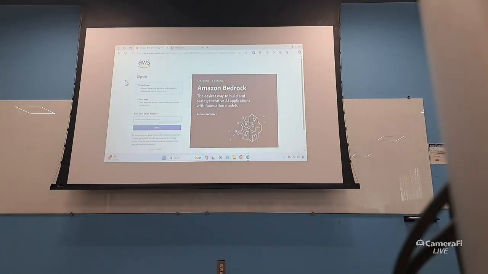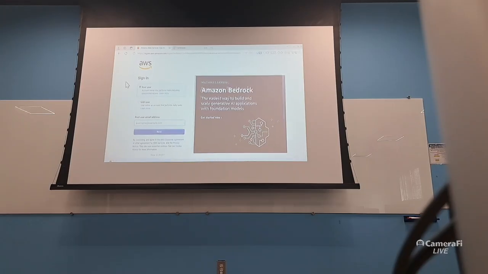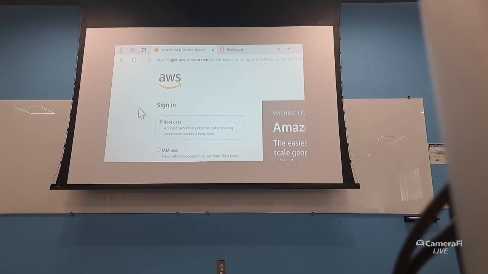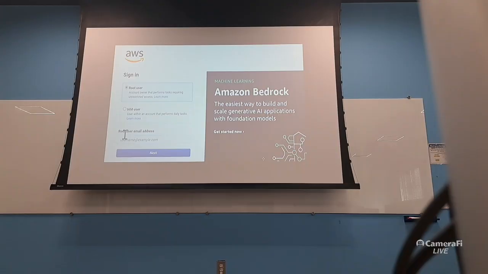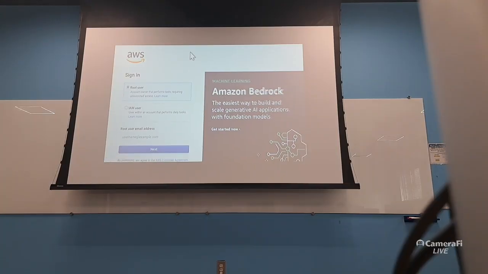So let's get started. If you're using a standard AWS account, one that you created on your own without any connection to your school, you will sign in directly at aws.amazon.com, choose root user, then enter your email address, click next. After that, it will ask for your password. If you have 2FA set up, then it will need information for that as well.